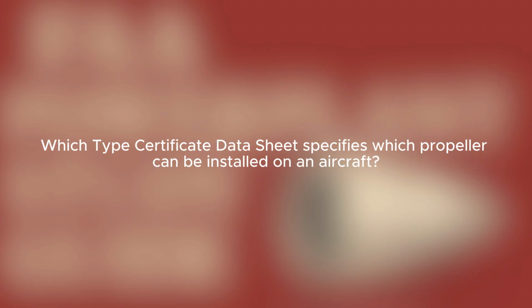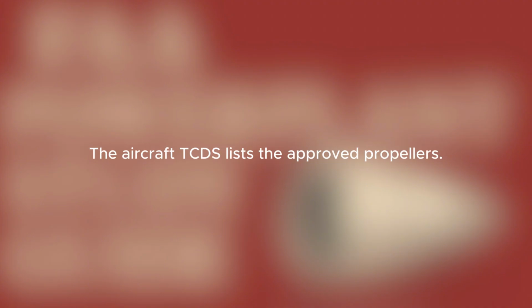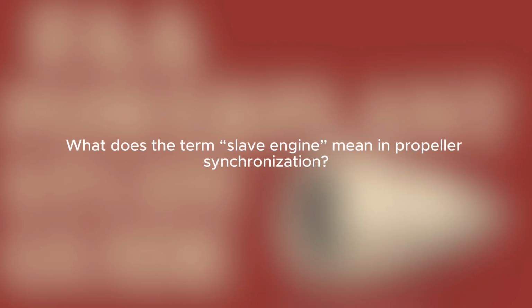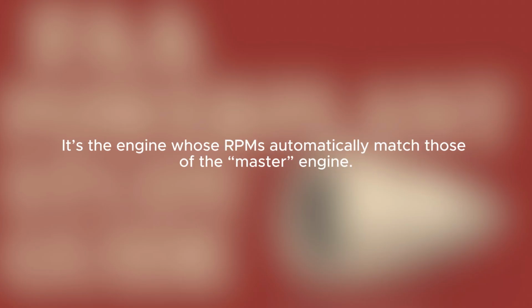Which type certificate data sheet specifies which propeller can be installed on an aircraft? The aircraft TCDS lists the approved propellers. What does the term slave engine mean in propeller synchronization? It's the engine whose RPMs automatically match those of the master engine.